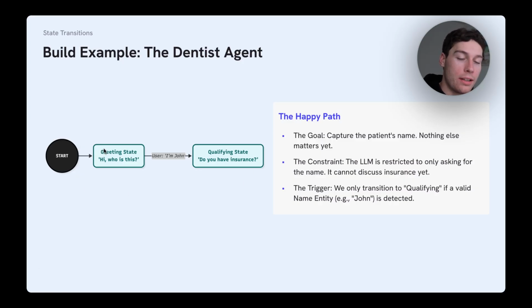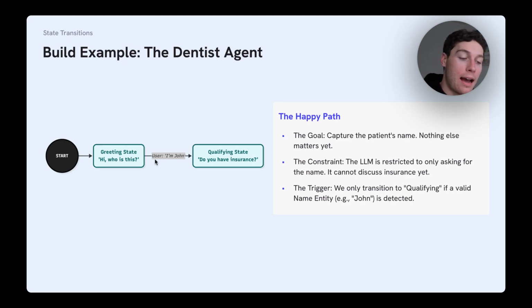We start the call in the greeting state. The LLM has a very specific system prompt here. Its only goal is to say hello and ask, who is this? And crucially, the LLM is restricted. It cannot discuss insurance. It cannot check calendar availability. Those tools are not loaded. So if the user asks about them, the LLM is forced to say, I need your name first.